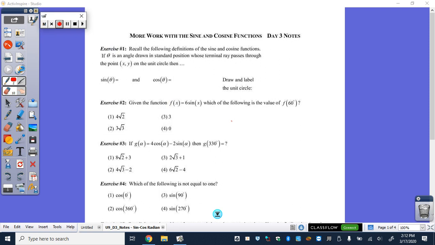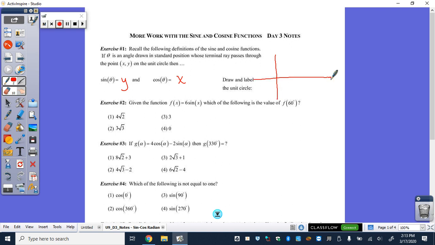All right, back again. Day 3 notes. Doing a little bit more work with that sine and that cosine. So if you recall from our unit circle, the x coordinate of a point is your cosine, the y coordinate of a point is your sine.